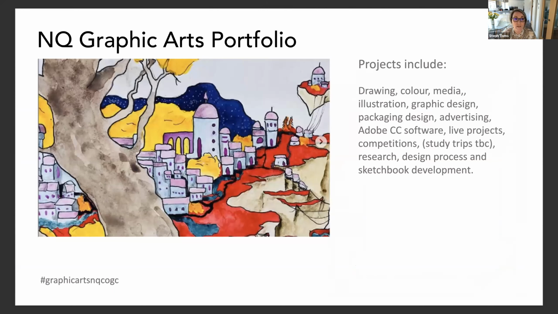John also looks after the NQ graphic arts portfolio, so sort of along the same lines as Tom's NQ course. It's an entry-level course, so it sits at level 6 and is a portfolio building course essentially, so it's a kind of pathway course, focused more on graphic arts. So again, they undertake a broad range of different projects, looking at drawing, looking at colour, media illustration, graphic design, packaging design, advertising. Again, lots of sketchbook work and using Adobe Creative Cloud.